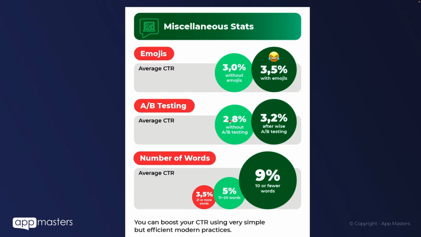You wanna be A-B testing a lot of your click-throughs. And then less is more, people, less is more, all right? The average number of words, okay? If it's 10 or fewer, you're getting a 9% click-through rate versus 11 to 20 gets a 5% click-through rate, and 21 or more words gets a 3.5% click-through rate, all right? So less is more, okay? Say less, do more, get it timely.